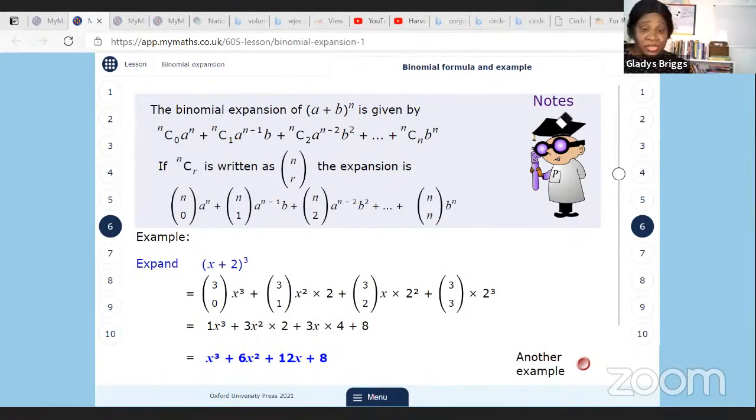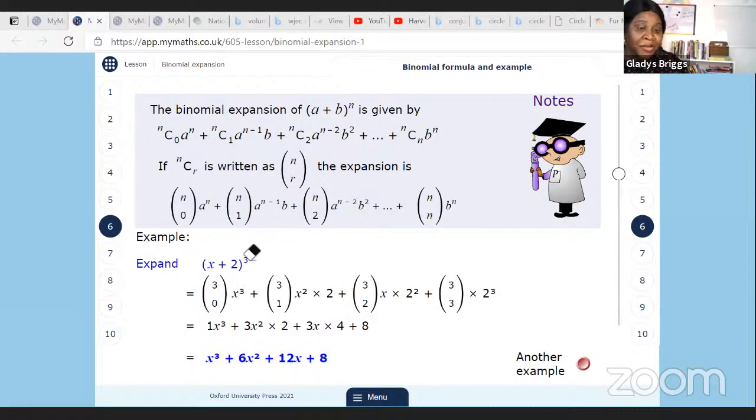Okay, how do you know 3 choose 0 or choose 3? For the first term, it will be 3 choose 0, then 3 choose 1, 3 choose 2, 3 choose 3. And the 3 comes from the power, yeah? The third line of Pascal's triangle, yeah?